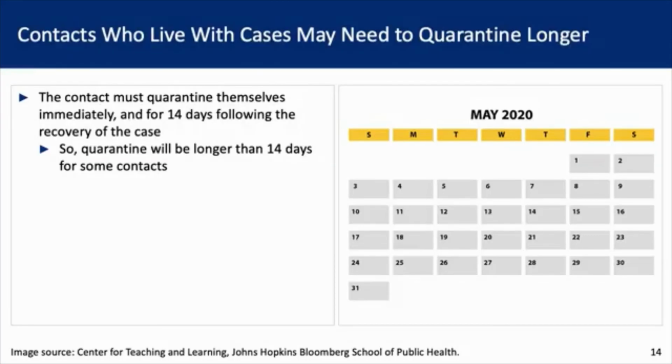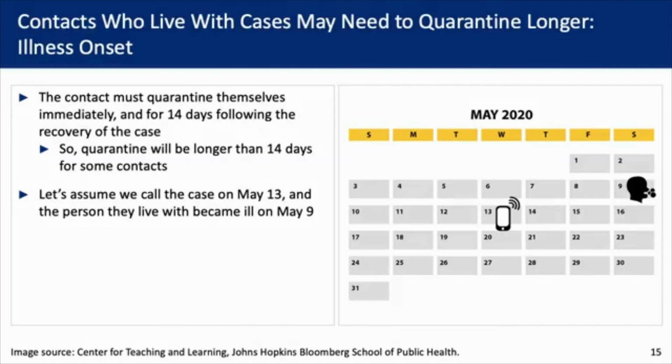So we already mentioned that if a contact lives with a case, then figuring out their quarantine period could be a bit more difficult because their quarantine period is going to be longer. So the contact should quarantine themselves immediately and then also for 14 days following recovery of the case, because that would be the last time they had contact with an infectious case. So for some contacts, quarantine is going to be longer than 14 days. Let's just see what that would look like on the calendar.